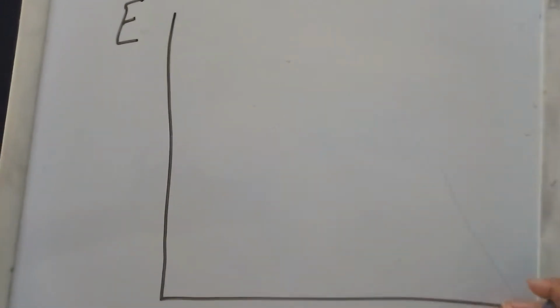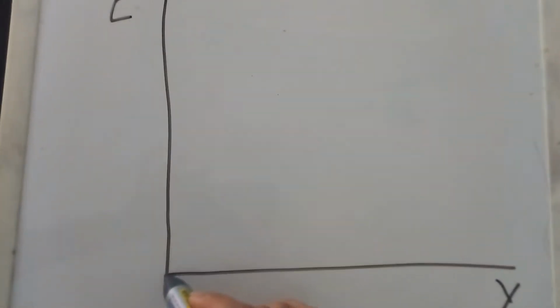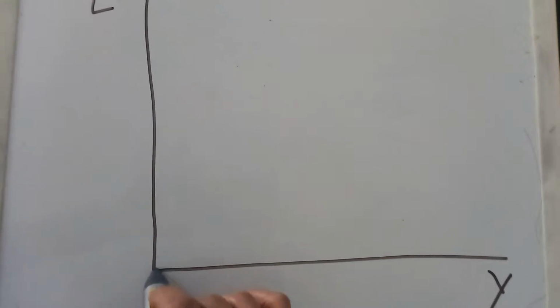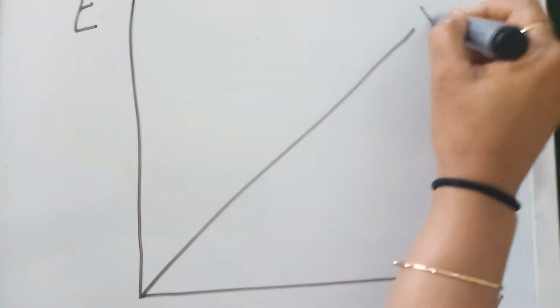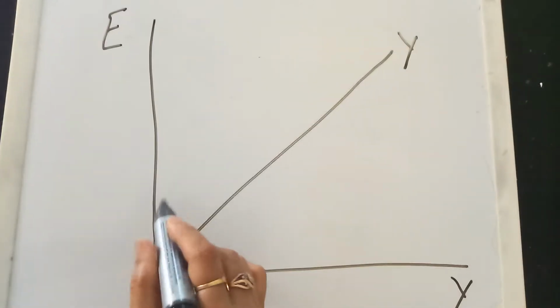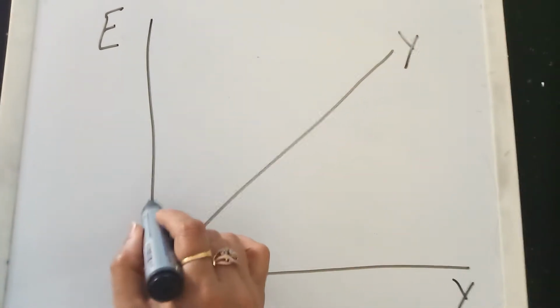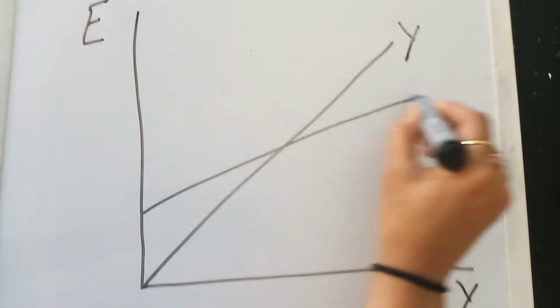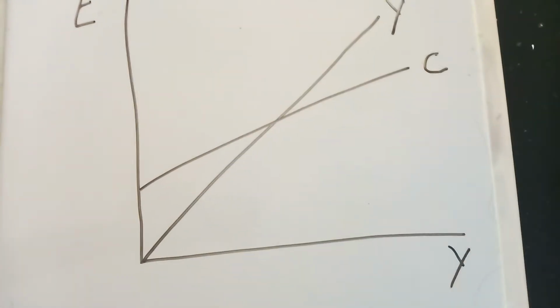On the y-axis it is E. On the x-axis it has the income, and that's the reason it is called the income expenditure model. Now we draw a 45-degree line, which is called the income line, and then the consumption. This is the consumption line.